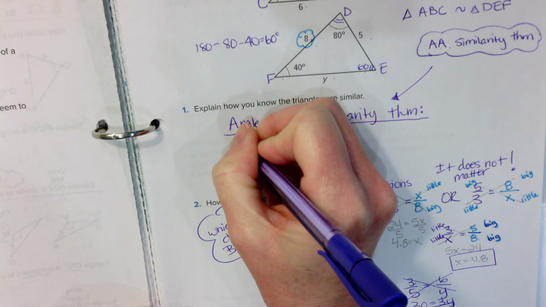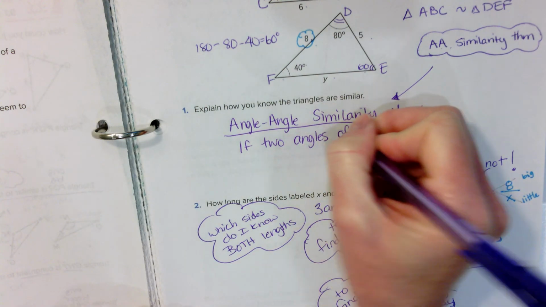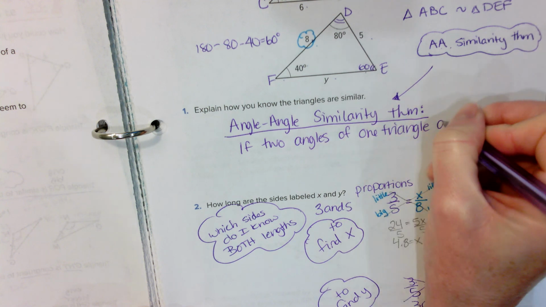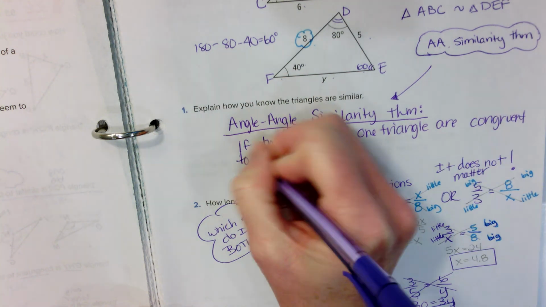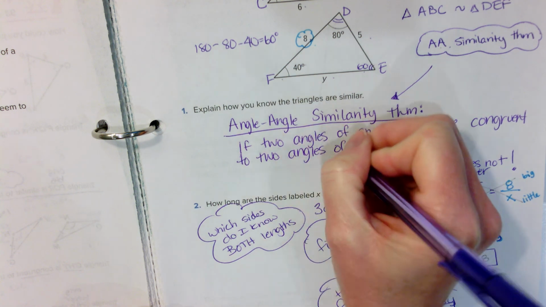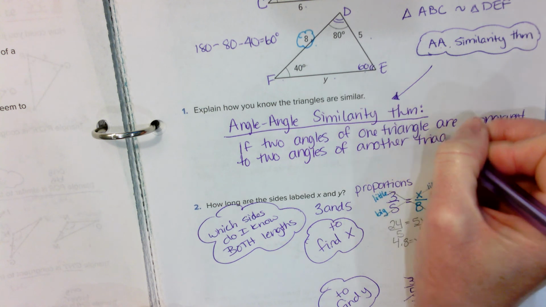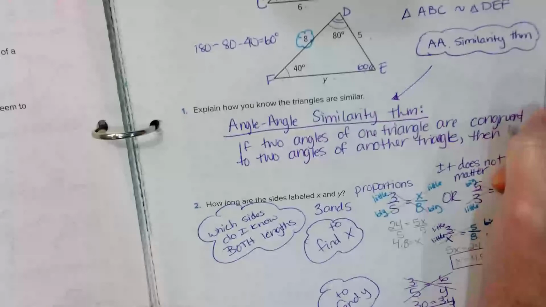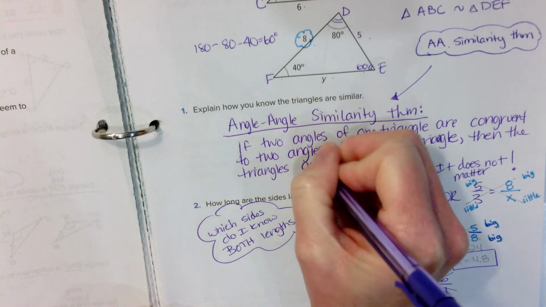This is if two angles of one triangle are congruent to two angles of another triangle, then the triangles are similar.